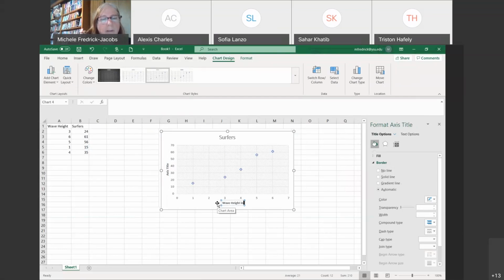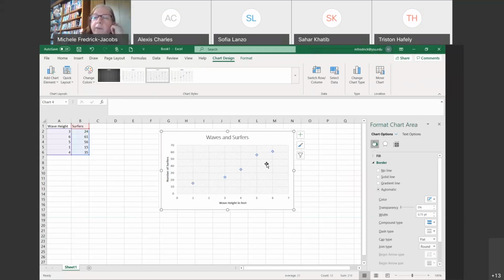6. And this was number of surfers. And this could be $24, 61, 56. Are there any questions on that part?